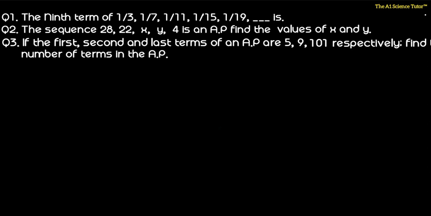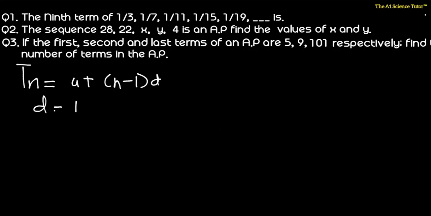How are we going to solve it? Basically, you need to know that for an arithmetic sequence, the nth term is written as a plus n minus 1 multiplied by d, where a is the first term of the sequence and d stands for the common difference.